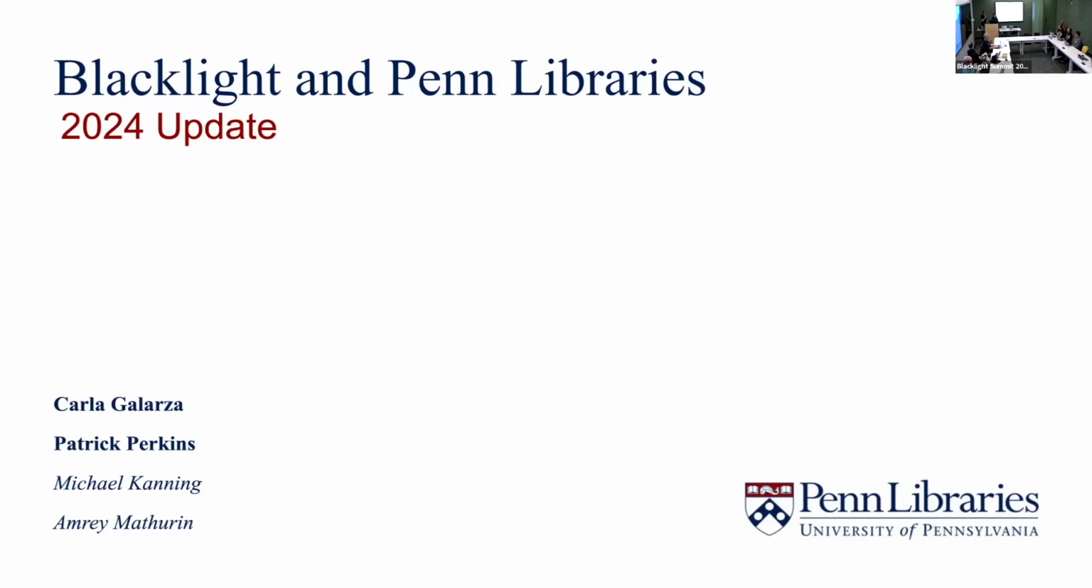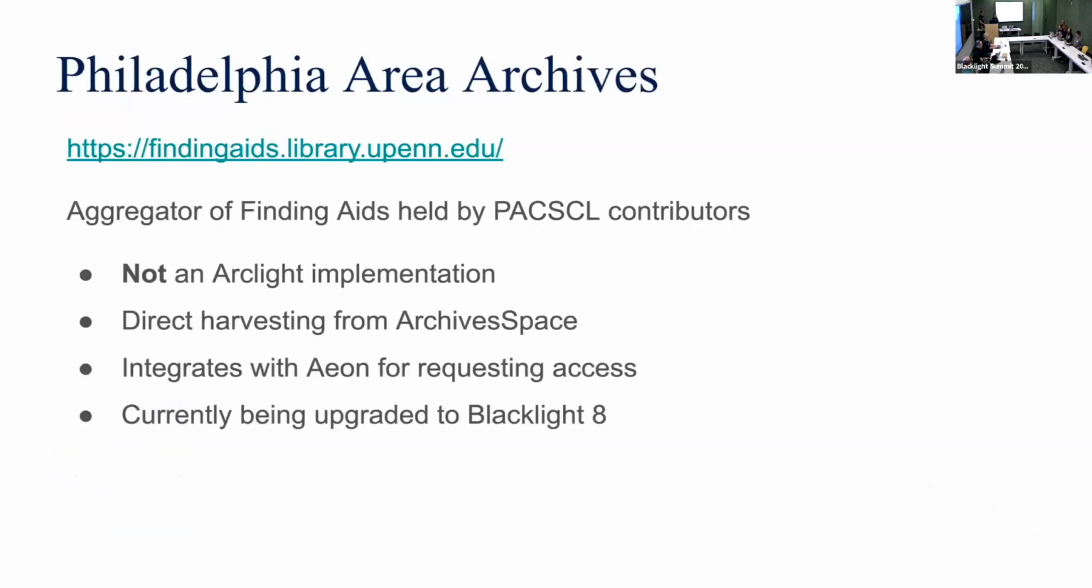We have multiple Blacklight apps, but today we'll just focus on two of them: our Finding Aid site and our new library catalog. We host the Philadelphia Area Archives, which is an aggregator of multiple institutions' archives in the Philadelphia area. It also includes all of our finding aids and is the primary display for all of our finding aids. A notable thing about this site is that it is not an ArcLight implementation because of some stakeholder needs. We just made a Blacklight app and indexed the records ourselves.